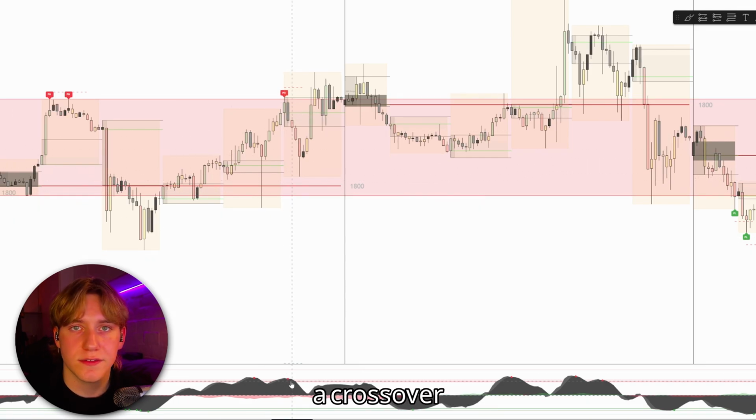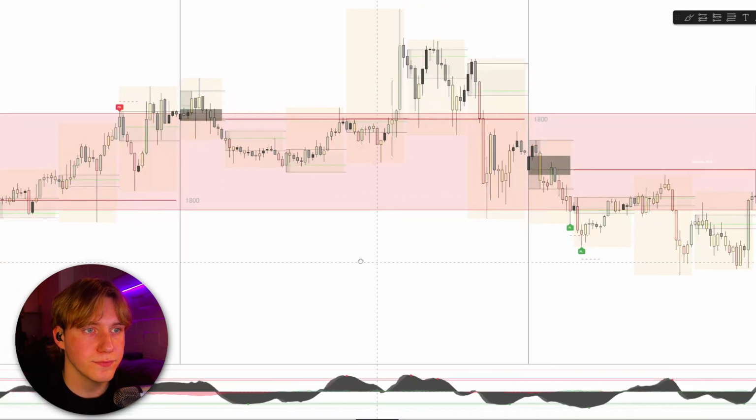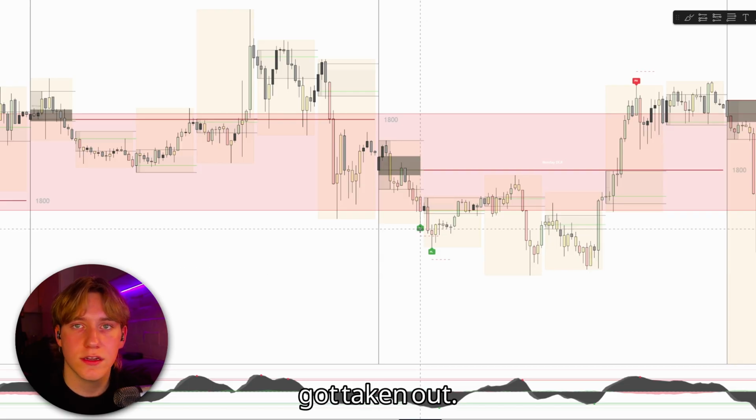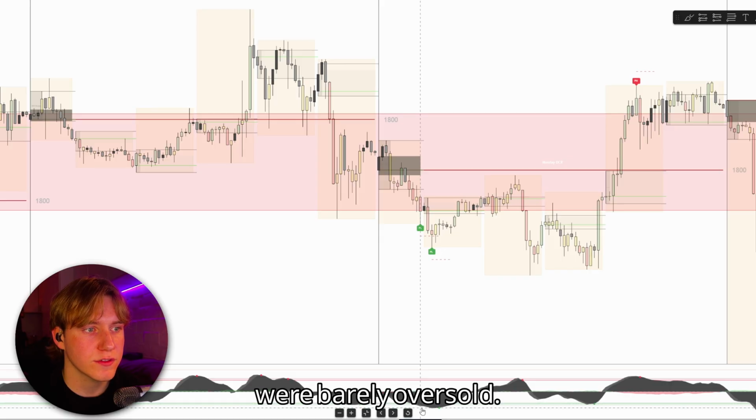Here we get a crossover for a sell, we get our stop loss, and then we trade to the 1800 profile. Okay, so let's look at this next signal. This next one got taken out. Why? Because we never had our crossover. And specifically at this point, we were barely oversold.